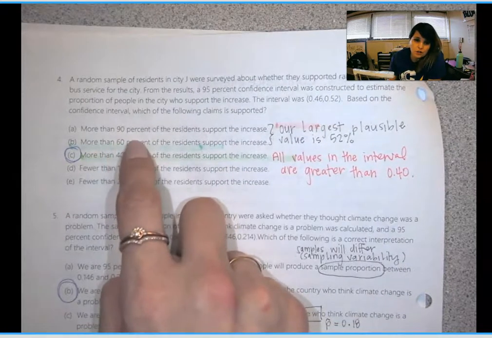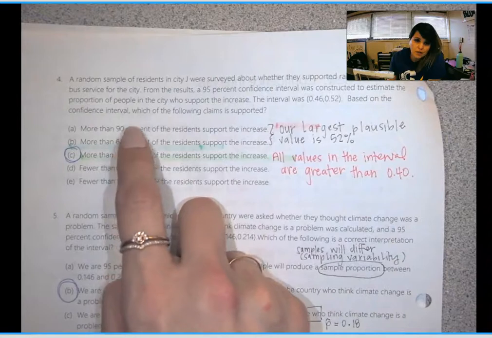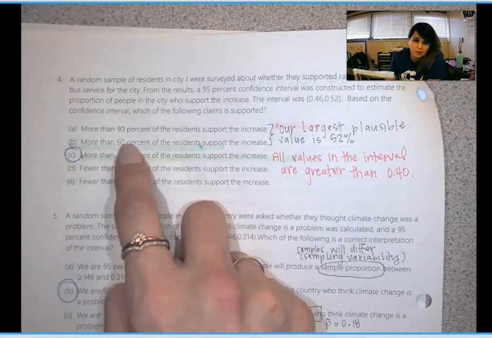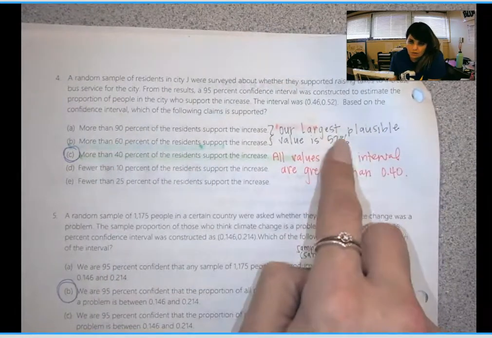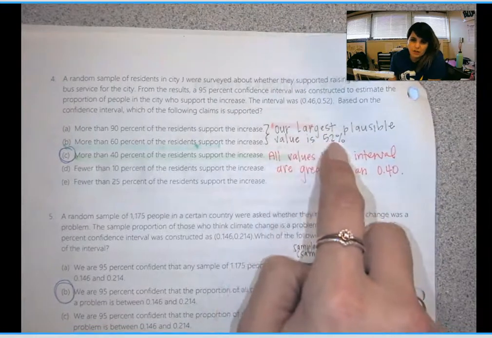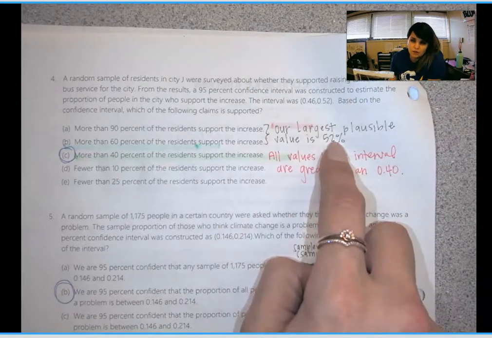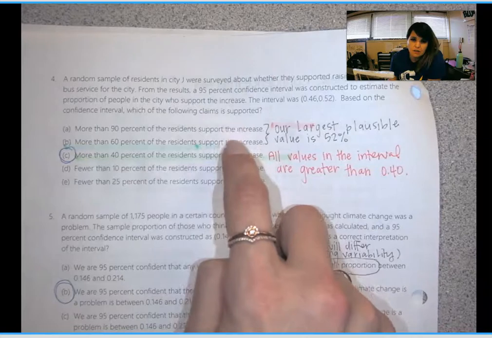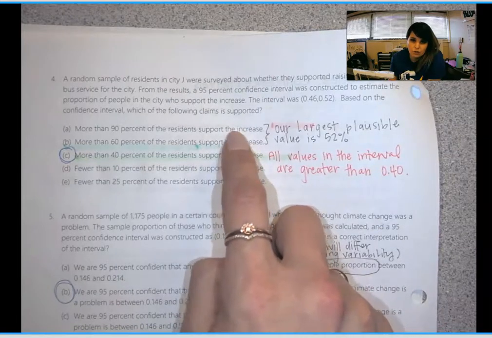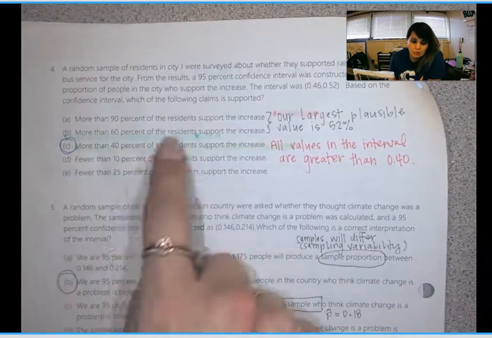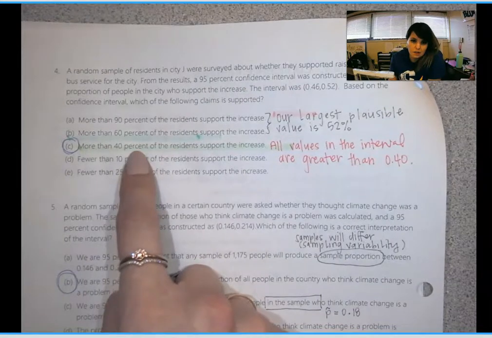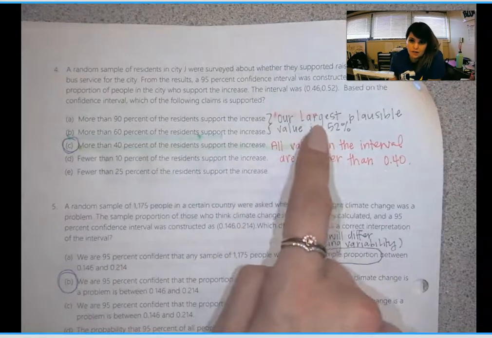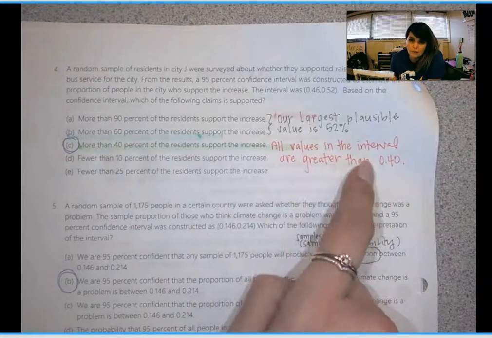So the first two are saying more than 90% and more than 60%. Well, those can't be right because the largest value in our confidence interval is 52%. So these definitely are not true. C, more than 40% support the increase. Yes, that's true. All values in the interval are greater than 40%.